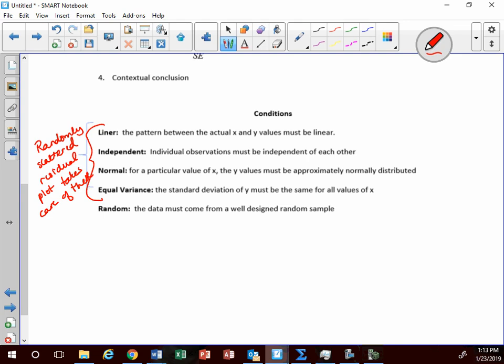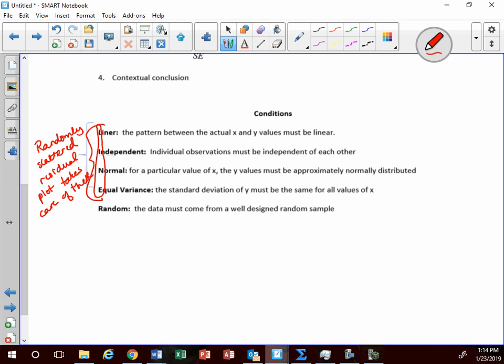You do have to write linear, independent, normal, and equal variance. It spells line. That helps you remember it. Liner, if you throw random in at the end. So random is still the same. You just have to say it's from a randomly gathered sample. So usually it'll be stated or assumed from the random part. So these 4, you're just going to look at the residual plot and make sure it looks like a cloud. And as long as that's the case, then all 4 of those conditions are met.